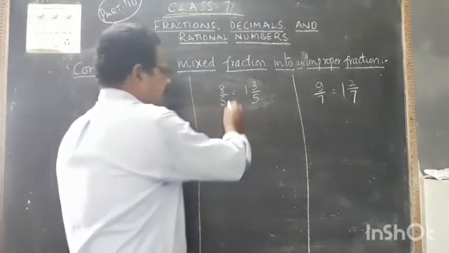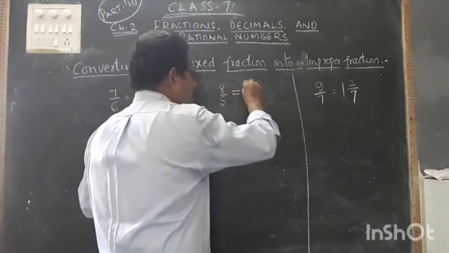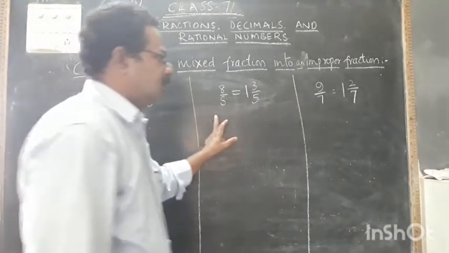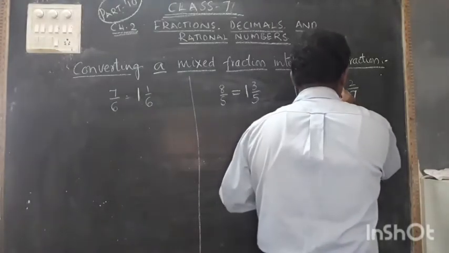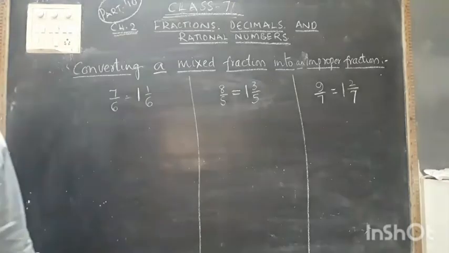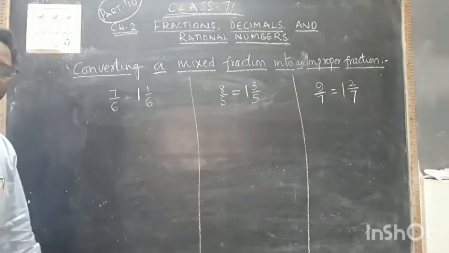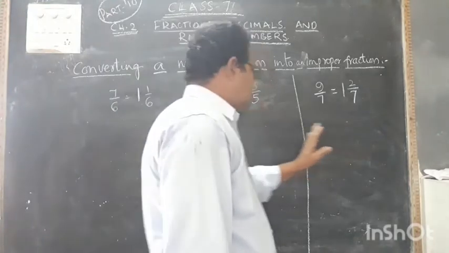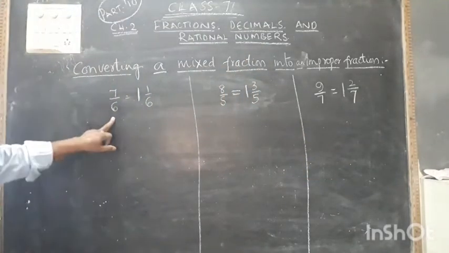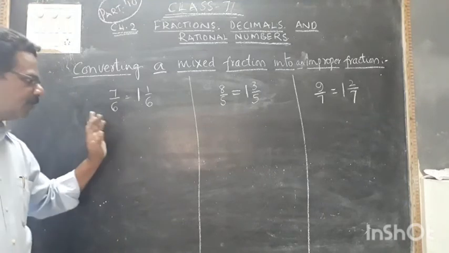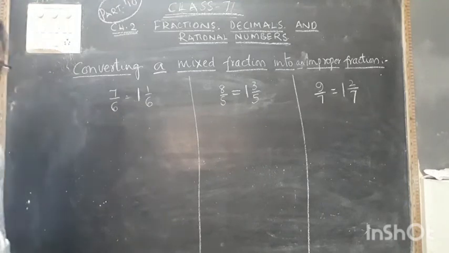Like that, 8 by 5 is equal to 1 and 3 by 5. 9 by 7 is equal to 1 and 2 by 7. Okay. So, these are the three we have taken. We converted the improper fractions into mixed fractions. Yes or no? Improper fractions into mixed fractions.